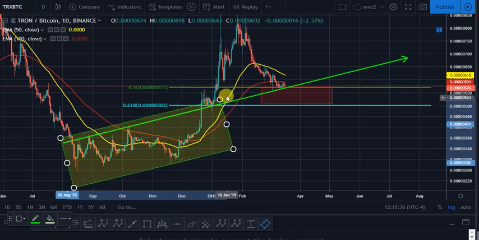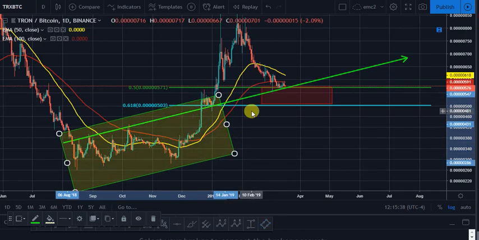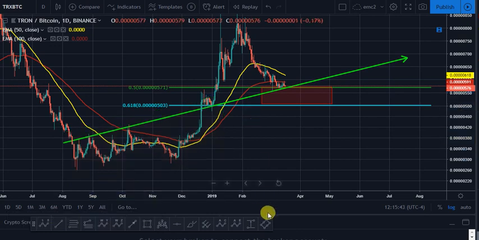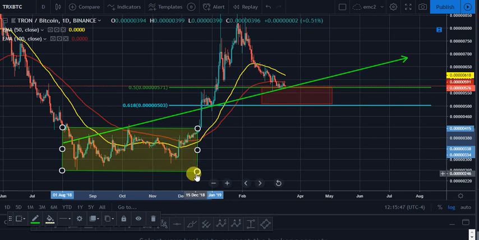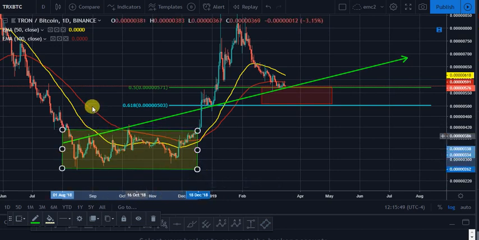This bottom formation, you can take a look at it in two different ways. You can take a look at it this way, or you can also take a look at it this way. But you have to be very flexible when you're looking at these charts. You cannot just look at a chart in a linear way.